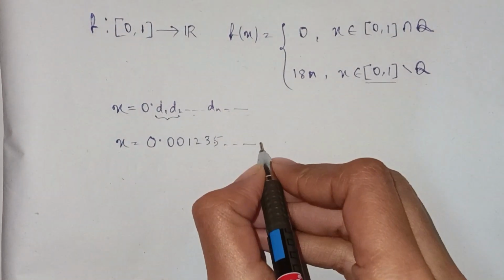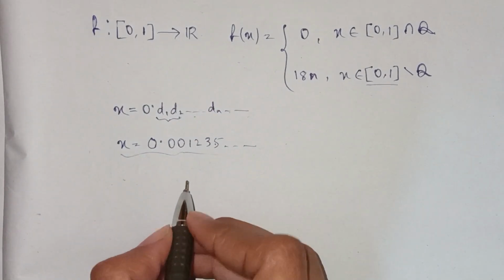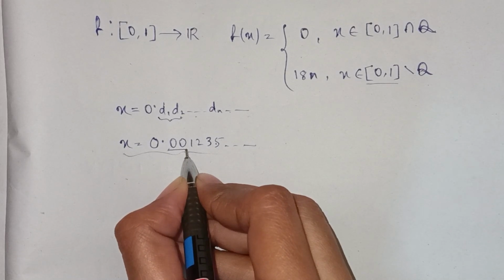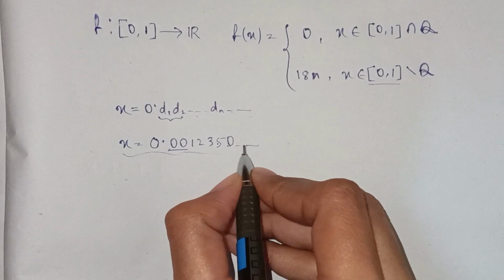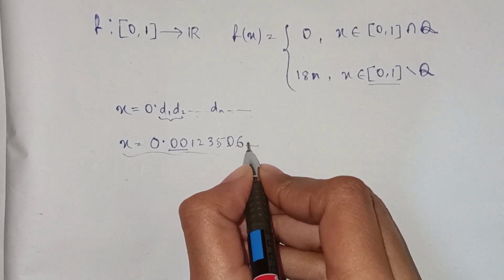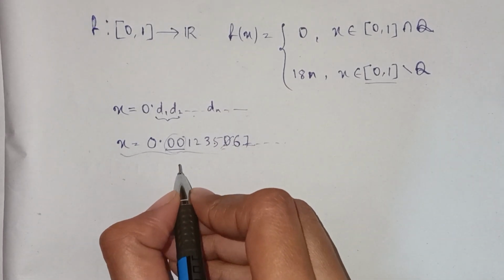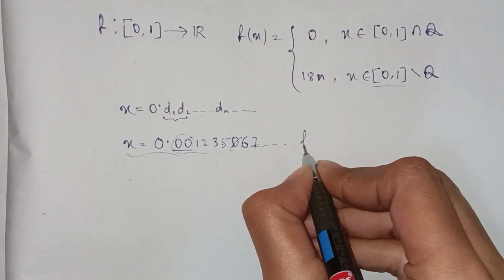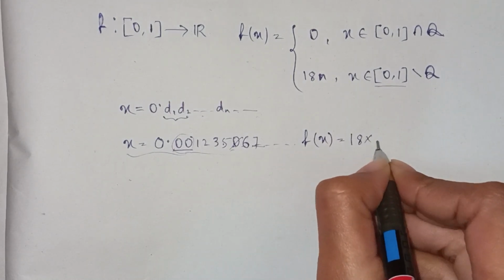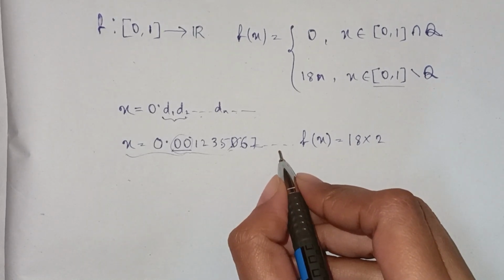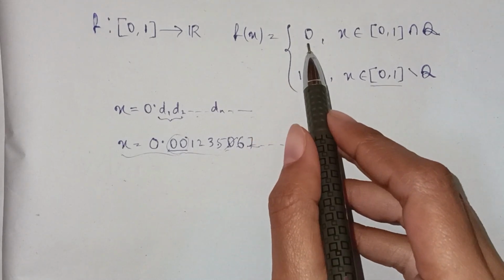That means x is an irrational lying in this interval, and there are exactly 2 zeros right after the decimal point. If there is another 0 later, like 0.6 0 7 and so on, we will not count it. We will count only these 2 zeros. So the functional value of x will be 18 into 2 in this case. And if x is a rational number, then the functional value will be 0.